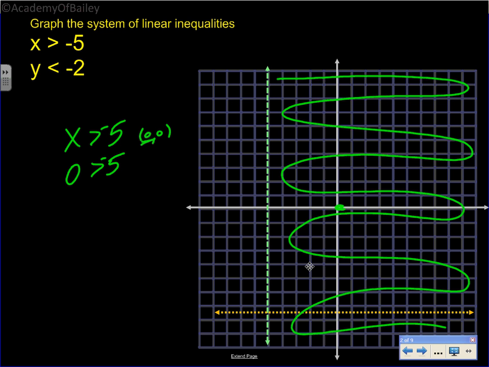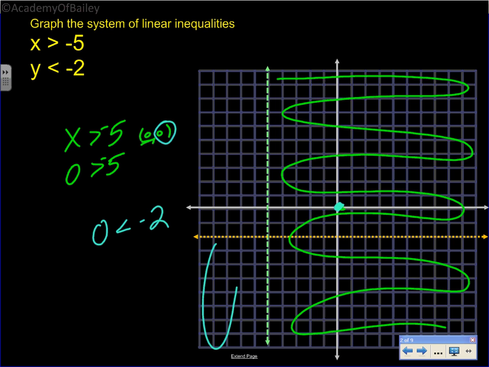Our second inequality, y is less than -2. If y is less than -2, it's going to be a horizontal line that crosses the y-axis at -2. There's -1, there's -2. Now we need to pick another test point. We can use the same test point, 0, 0. In this case, y is 0. Is 0 less than -2? No, it's not. So 0, 0 is not a solution to this one, and we shade everything below.